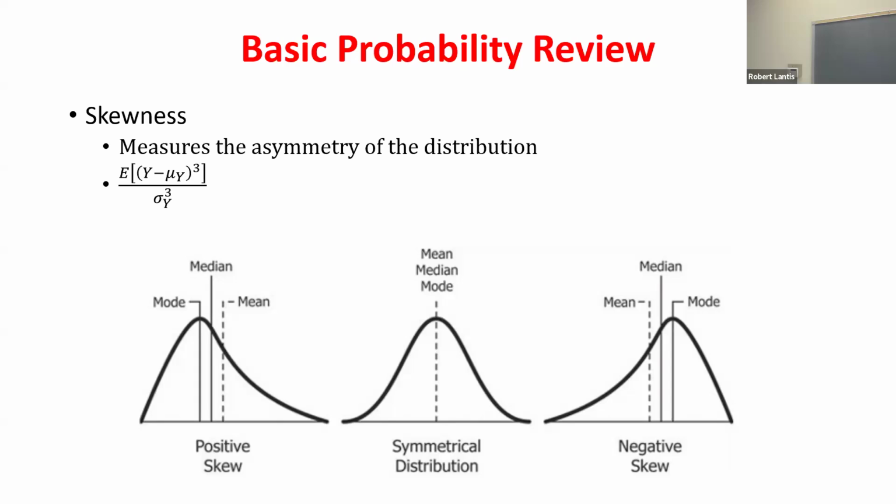A symmetrical distribution, I think I mentioned this last class, like the normal distribution, the mean actually ends up being the same as the median and the mode. If it's perfectly symmetrical or normal, it's exactly the same shape on either side of that mean. You could fold it on top of itself and it's exactly the same.